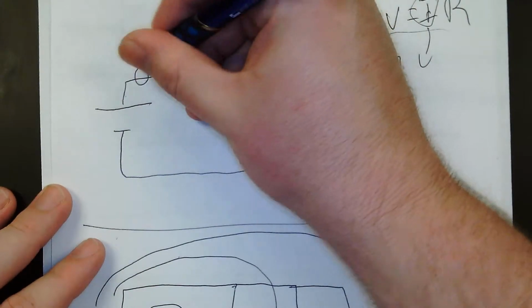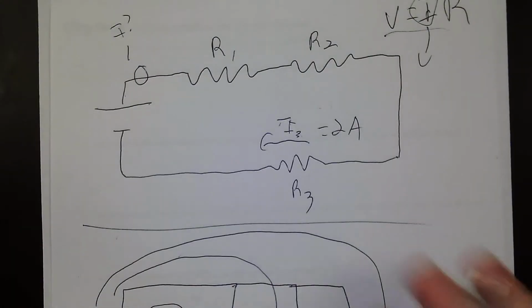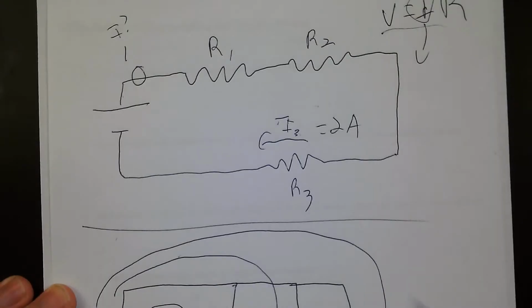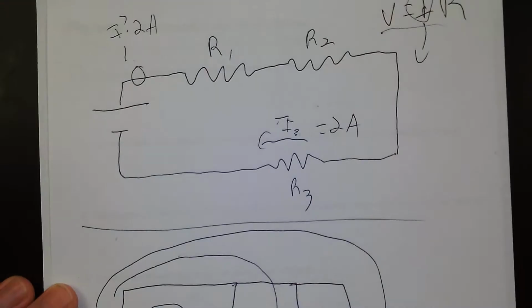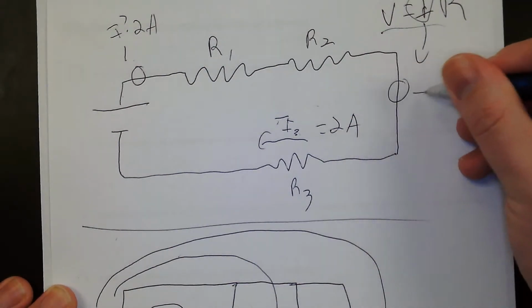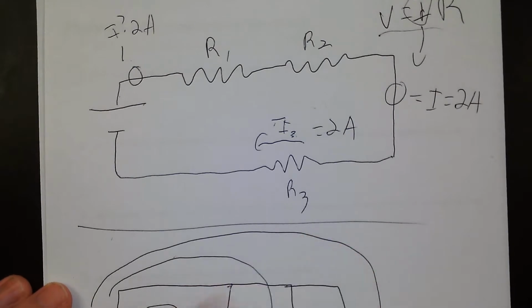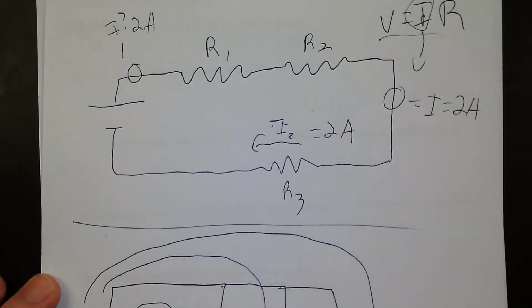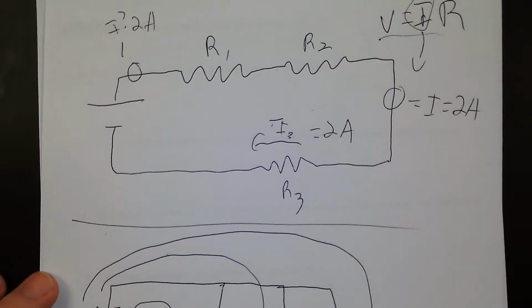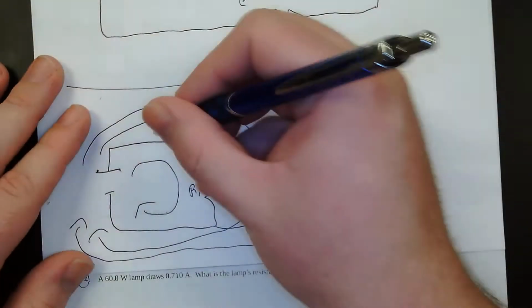If I suddenly ask, what's the current right here? In a series circuit, it's the same everywhere. If I know it's 2 here, it's also going to have to be 2 here. If I check over here, it's also going to be 2. It's going to be 2 amps no matter where you look. In a series circuit, it is the same everywhere. In a parallel circuit, it's going to be different everywhere.